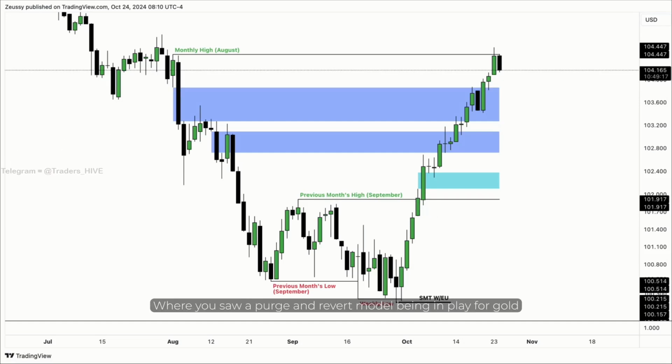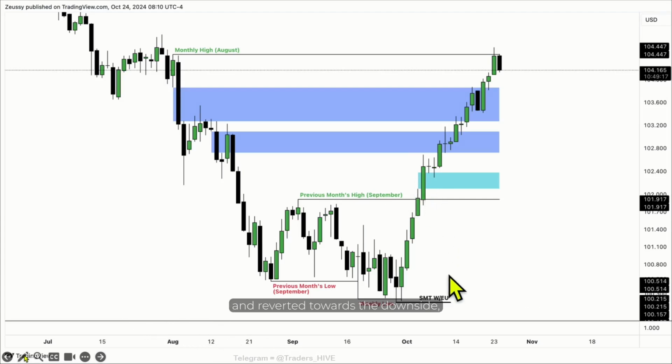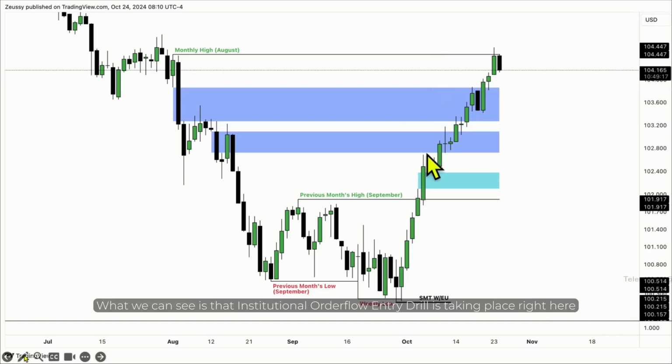Where you saw a purge and revert model being in play for gold, where we took out a previous week's low and then began to draw towards the upside, you can see that in this case, we did not take out the previous month's high and revert towards the downside, but instead we took out the previous month's high, utilized it as support on price, and then began to expand higher, trading into a premium of the overall dealing range which is present. What we can see is that institutional order flow entry drill is taking place right here.